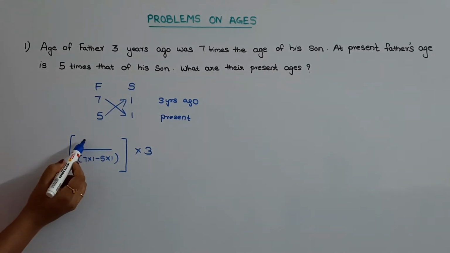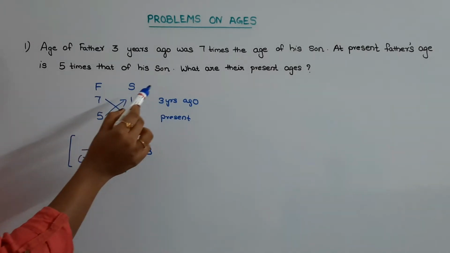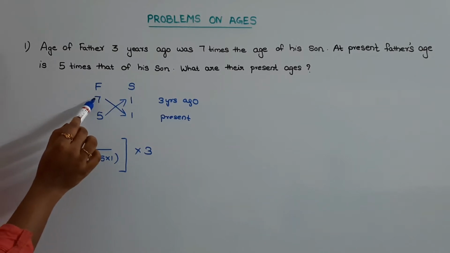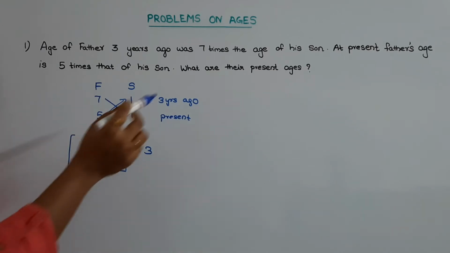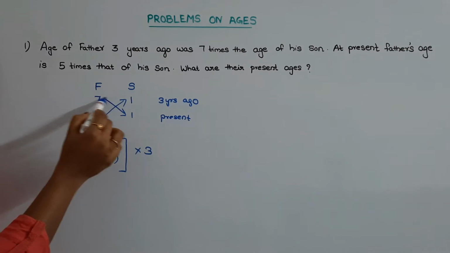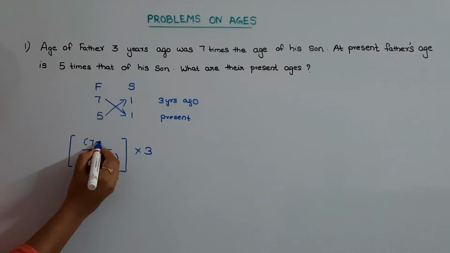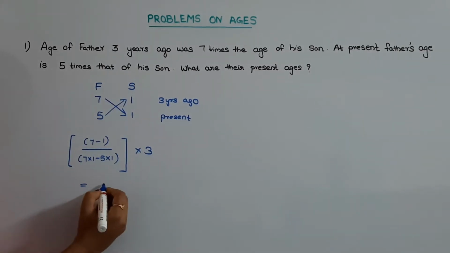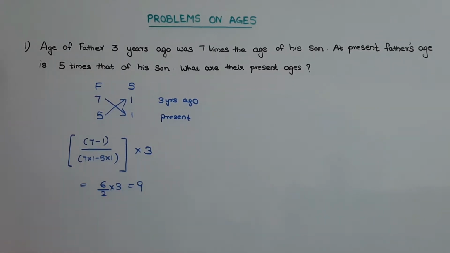Now for the numerator, you need to take the difference of the ratios of the ages either 3 years ago or at present. Either you need to take the difference of 7 and 1, or you need to take the difference of 5 and 1. So here we need to find out their present ages, so we need to take the difference of the other ratio, that is 7 and 1. So here in the numerator you write the difference of 7 and 1. On solving this, you will get it as 6 by 2 into 3, that is equal to 9.